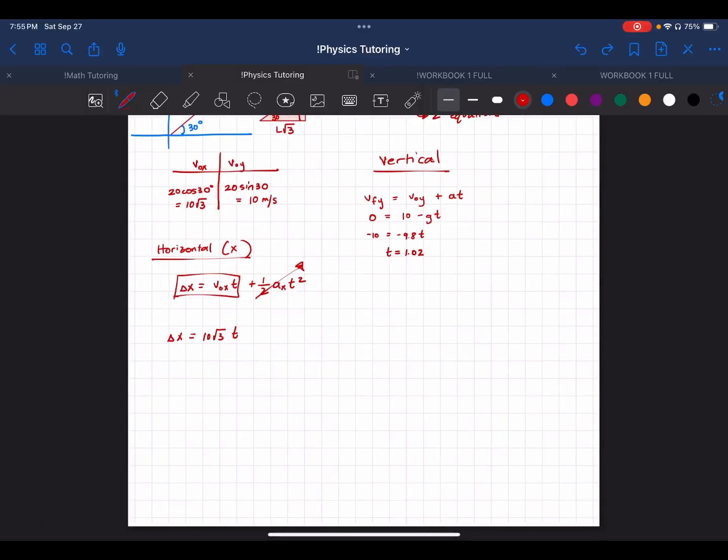So delta x equals 10 root 3 times 2.04. So put this 10 root 3, this is like 17.32. And what did I get? Wow, super close to 35 meters. Right. Okay.